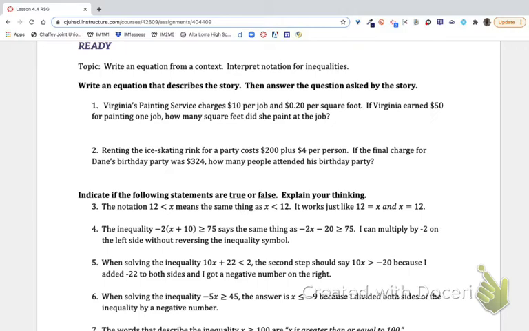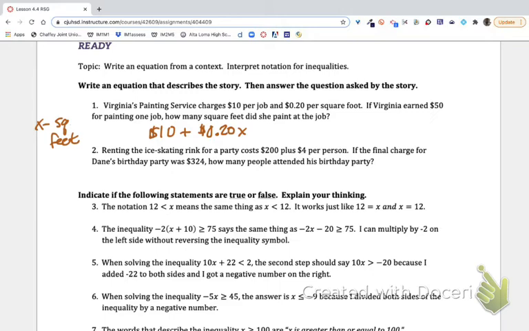So Virginia's painting service charges $10 per job and $20 per square foot. So it's $10 no matter what, plus 20 cents per square foot. So we can say it's 20 cents times X, and off to the side we just put X is the square feet that I am going to have for this job. $10, not too much. $20 per square foot, or 20 cents per square foot, just kind of depends.